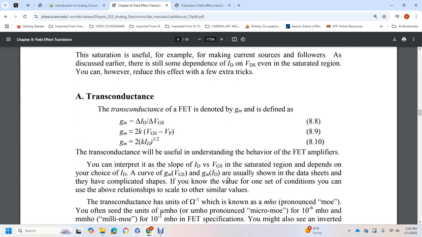The transconductance of the field effect transistor is denoted as gm, defined as the derivative of the drain current with respect to the gate-source voltage. Transconductance is useful for understanding the behavior of the field effect transistor, and it is the slope of the drain current versus the gate-source voltage in the saturated region, depending on the choice of the drain current. It is usually shown in data sheets with complicated shapes, and they give the value at set conditions. You can use it above the relation to scale with other similar values.